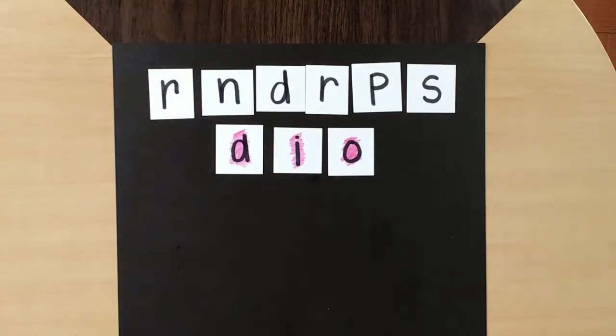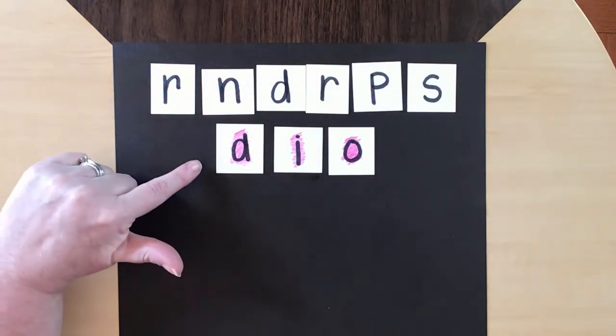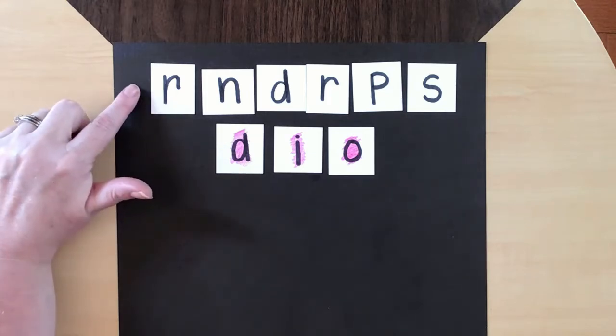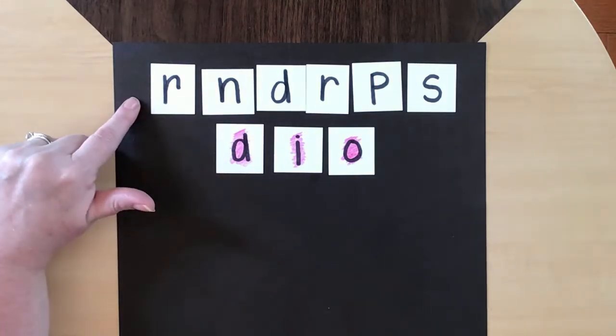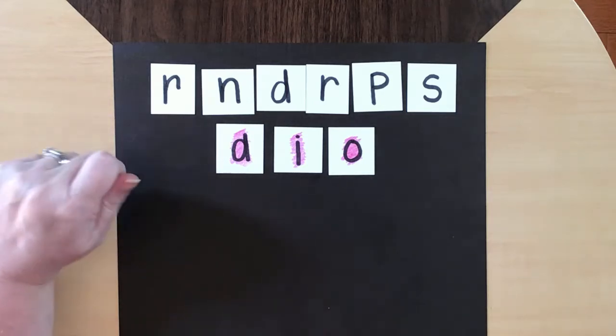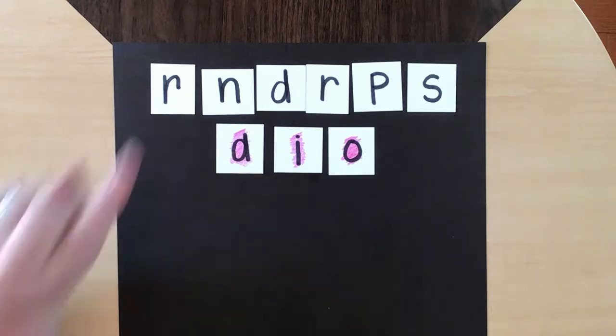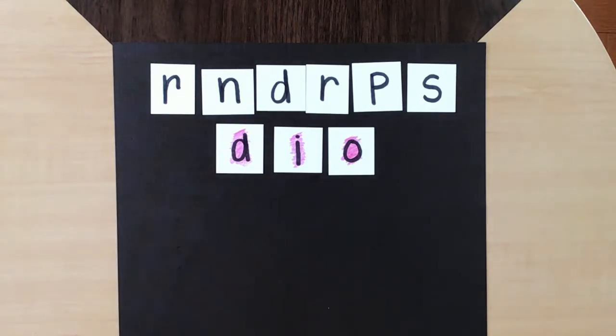Just by looking at it, can you tell if there are more consonants or more vowels? If you said more consonants, you're right, because there's only 3 vowels and there are 6 consonants. And we know that 6 is greater than 3, or 6 is more than 3, or we could say that 3 is less than 6.